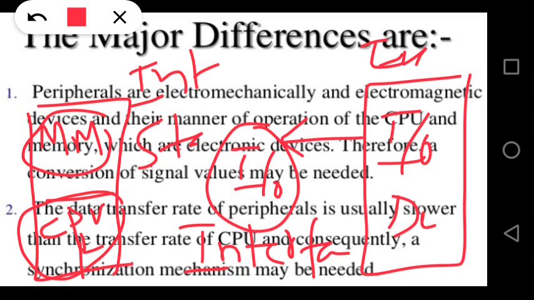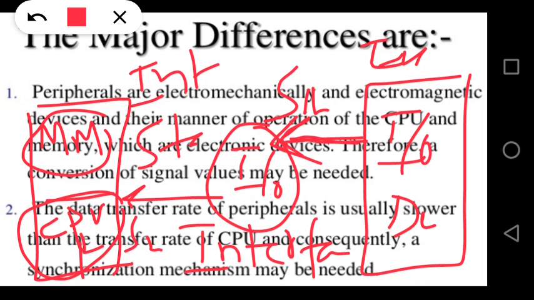Next, the data transfer rate of the peripherals is usually slower than the transfer rate of the CPU, and consequently a synchronization mechanism may be needed. So the need for IO interfaces means the signal that comes from electromechanical devices is different from the signals that electronic devices expect. So we need to convert the signals coming from electromechanical devices and send them to internal storage. For that we need to have an interface.